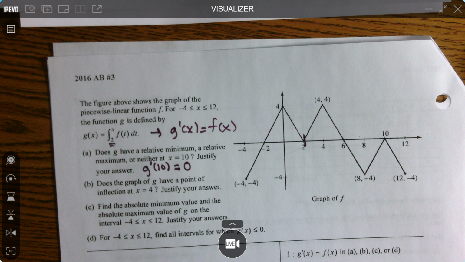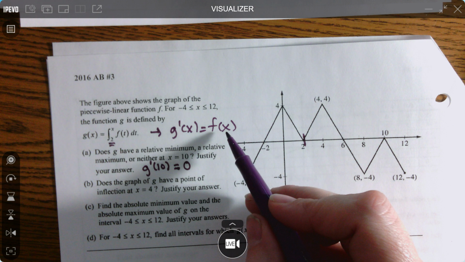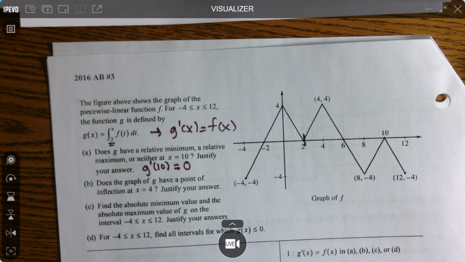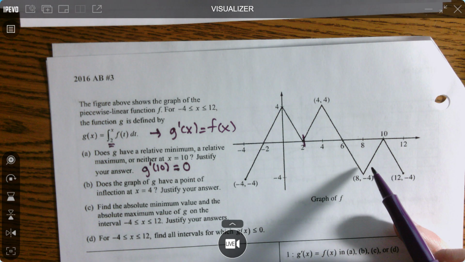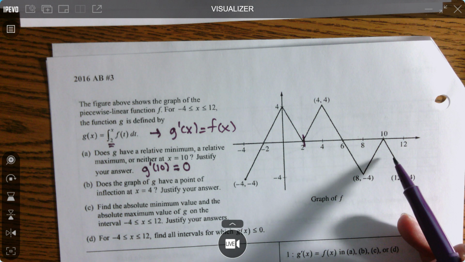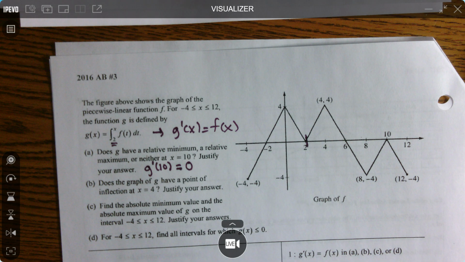The other thing we should look for here is whether the f of 10 does change signs at 10. So if we look at 10, because we have something that's not changing sign, it goes from a negative to a negative, it would be neither. So you can kind of see the justification.